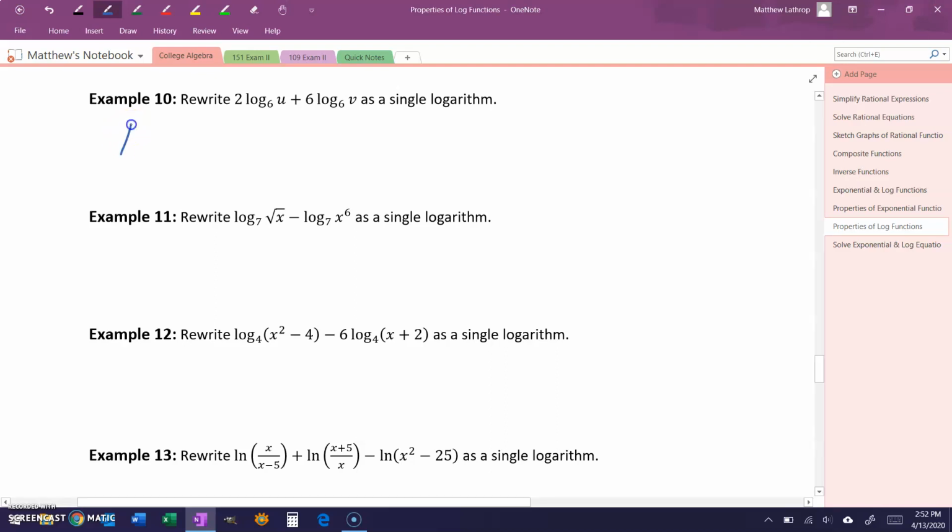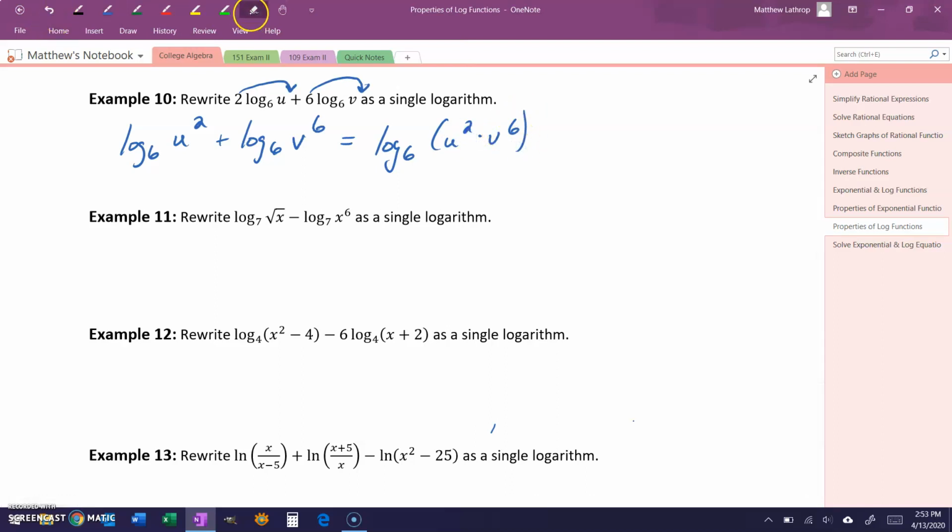In example 2, we can start off by rewriting this as log base 6 of u squared, bringing that factor in front back up as an exponent. We'll apply the same approach to that second term to rewrite this as the log base 6 of v to the 6th power. Now what we have is the sum of two logarithms with the same base, meaning we can combine those into the log base 6 of u squared times v to the 6th power.